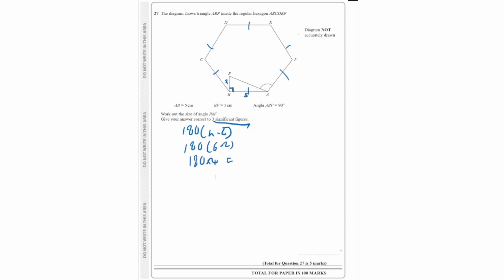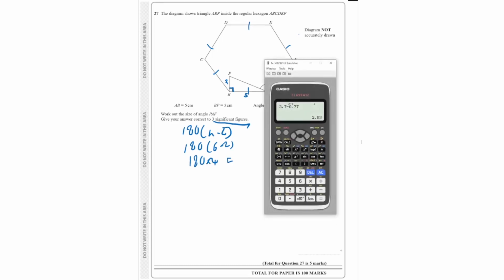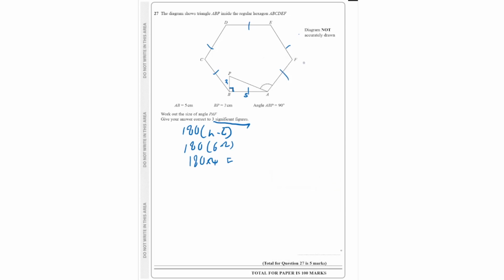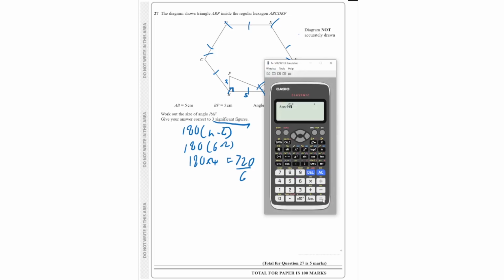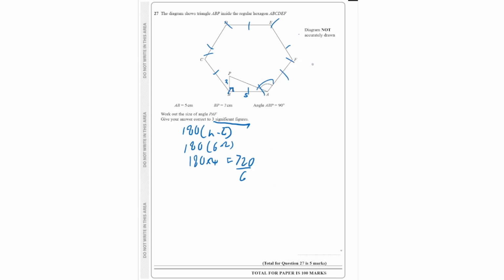So the sum of all the interior angles is 180 times 4, which is 720. But this is the sum of all the interior angles. We're trying to find a single angle. So we count all the angles. There's 1, 2, 3, 4, 5, 6. And we simply divide by 6. So 720 divided by 6 gives us 120.